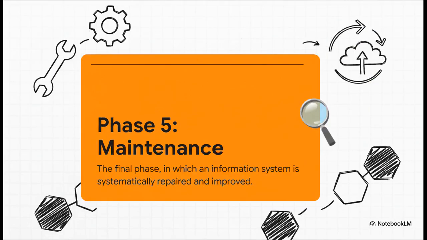And finally, we hit maintenance. And honestly, this is the phase people always forget about, but it might be the most important. Software isn't like a book you write and publish once. It's more like a garden. It's a living thing that needs constant attention, fixing bugs, adding new features, and making improvements to keep it healthy and useful over its entire life.